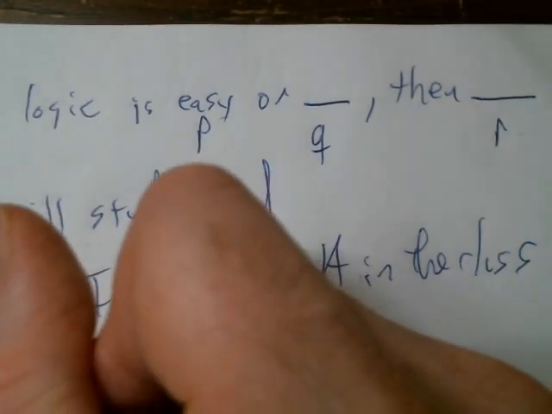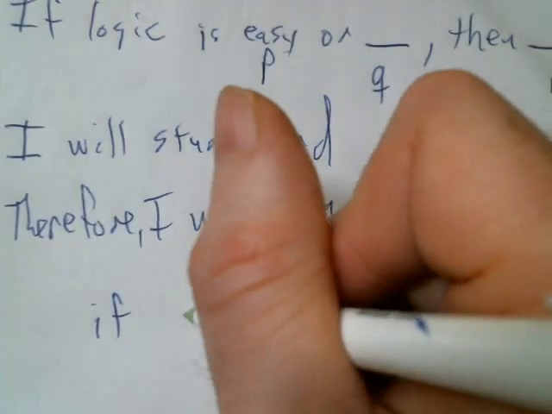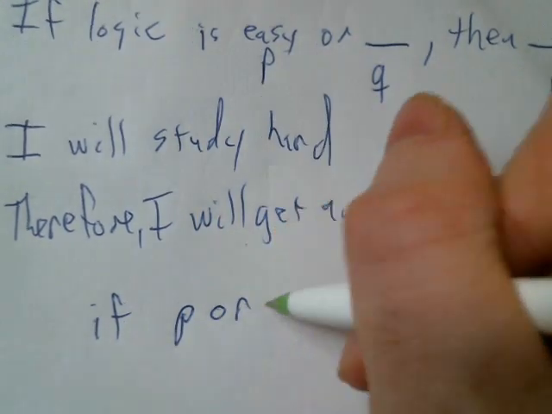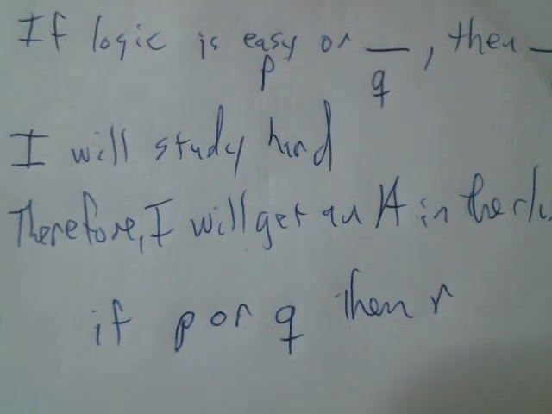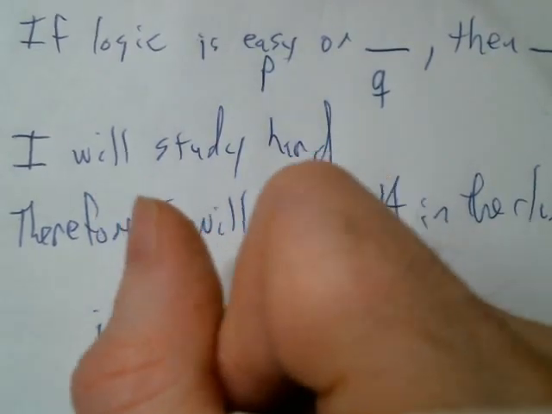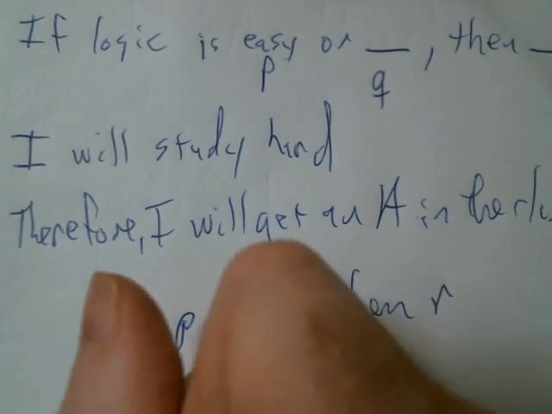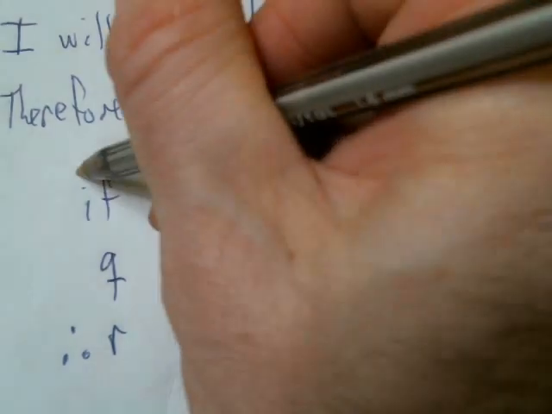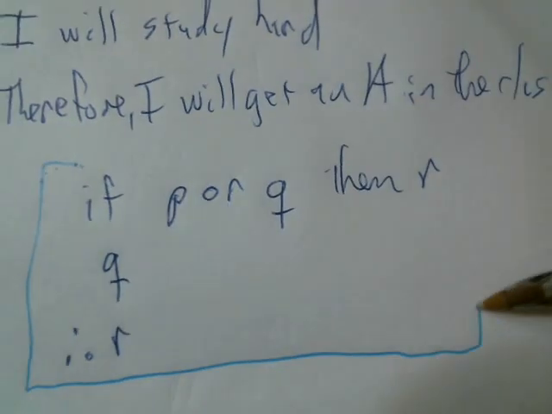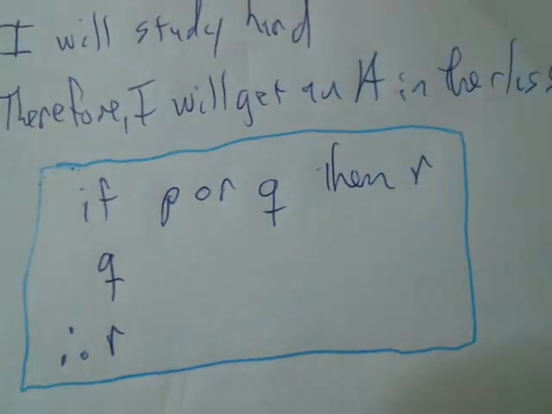If P or Q, then R, and then what was the next statement? So the next statement is Q, and then the conclusion is R. Okay, so if we can identify those bits and pieces in here, we can fill in the blanks, right? So this is our statement, or our argument, the form of our argument.